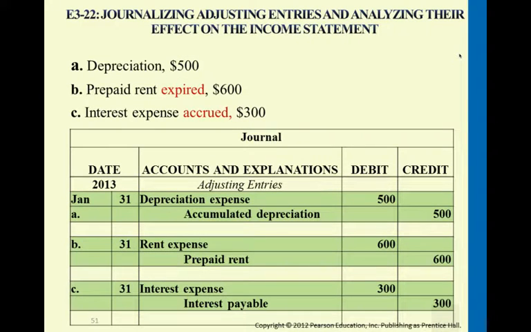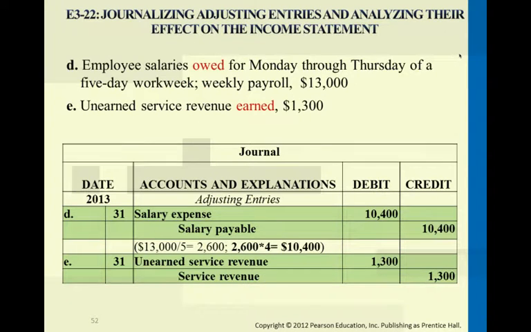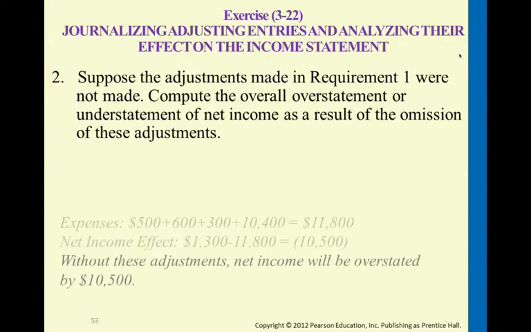So for example, the first three entries here: you have depreciation expense, $500. Second, you have rent expense, $600. Third, you have interest expense, $300. All of these supposedly will go into the income statement. But if we omit these entries, then you will be missing $500, $600, and $300 of expense on the income statement. So this is the first. Then we also add in the second two, we will be missing $10,400 of expenses. And for the revenue account, we'll be missing $1,300 if we did not journalize all these adjusting entries.